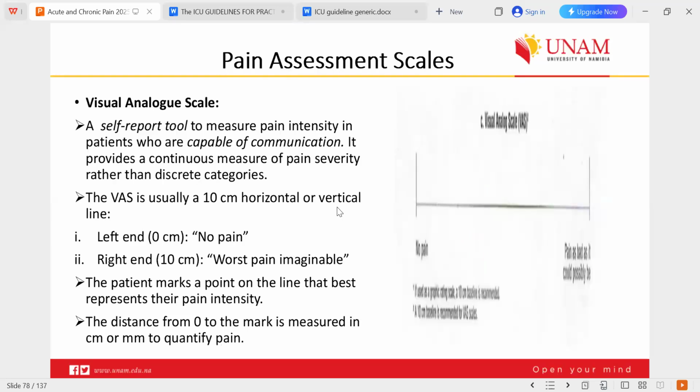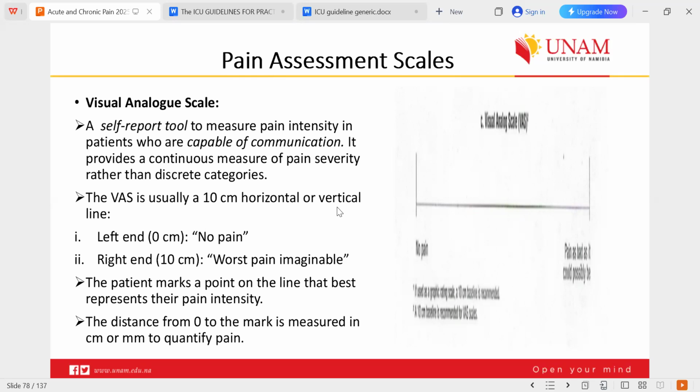All right. The visual analog scale is also a self-report tool that is used to measure pain intensity in patients who are capable of communication, and that's why it's a self-report. The beauty of it is that it provides a continuous measure of pain severity rather than discrete categories.